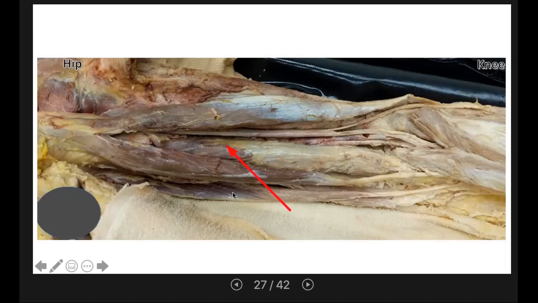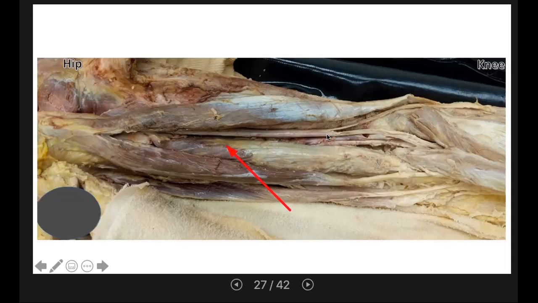And then we can see that gracilis. We talked about gracilis on the anterior aspect, and we can appreciate it here from a posterior view as well. Now, running in between these hamstring muscles is that sciatic nerve. So we would have showed where the sciatic nerve emerged from the gluteal region, and then here's the rest of that nerve as it emerges in between the heads of the hamstring muscles here.